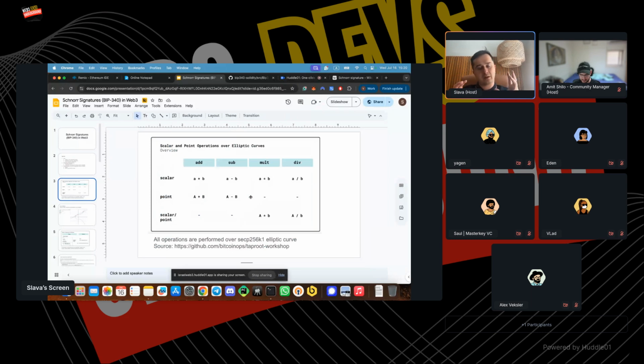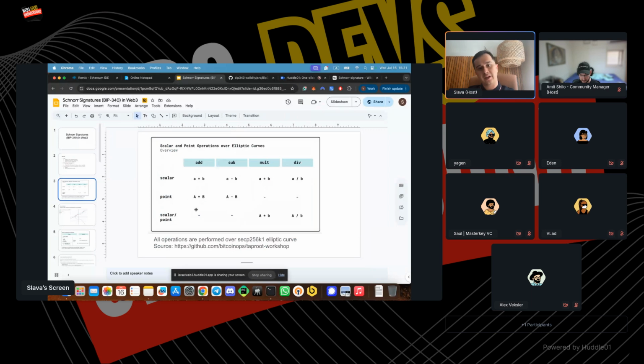All of that is happening inside the group on a prime number, a very big prime number. So when we multiply two numbers, the resulting number is actually the remainder of dividing this result by the big prime number. Okay, so with scalar numbers, it's pretty straightforward, nothing super fancy.